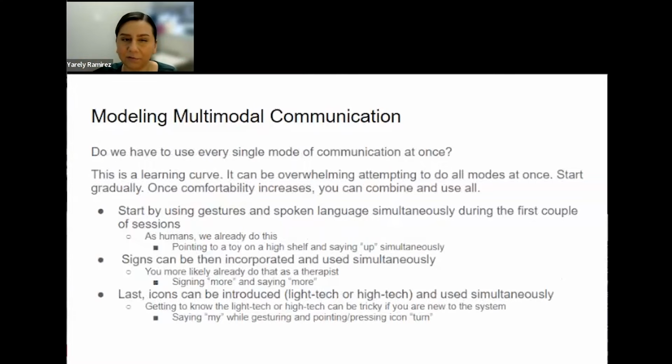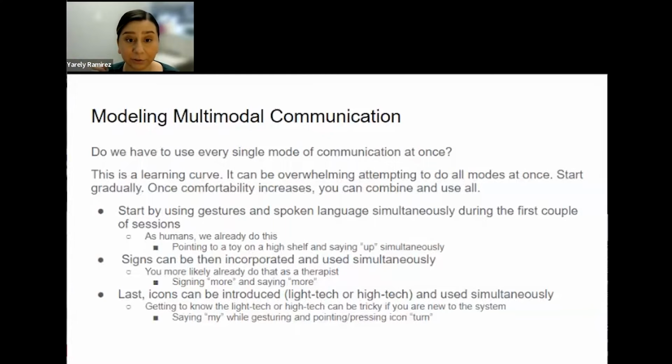And then, do we have to use all modes of communication at once? Not precisely. This is a learning curve and it's something that takes time. Just like whenever we are in grad school and we're given all of this information at once and we go to practicum and we're expected to just use them all. It's very overwhelming. So you don't have to use all modes of communication at once. You can start gradually, get comfortable, and then once you're a little bit more comfortable with one, start adding another one, and then add another one.